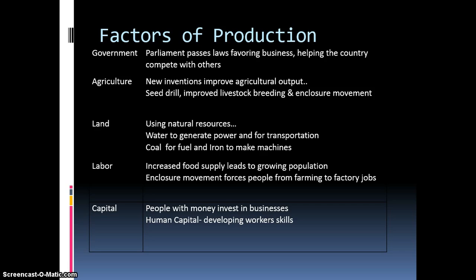And water specifically is used to generate power, and this starts powering factories. They start using coal for fuel burning, and the iron you harvest out of the ground is a natural resource you use for machine parts.